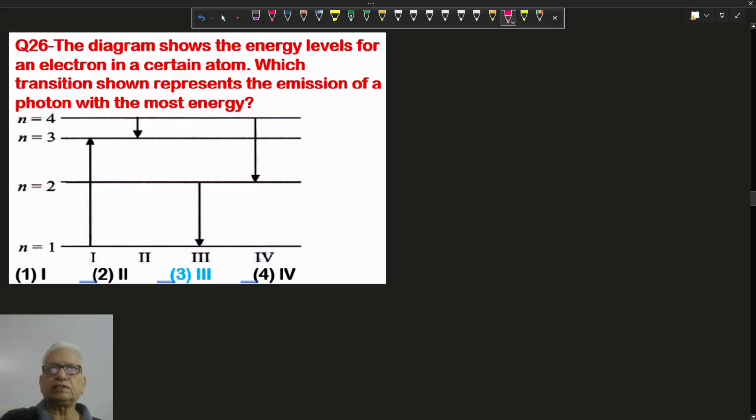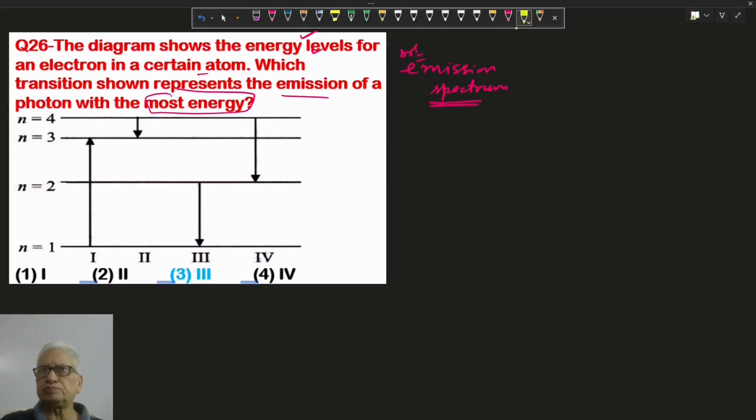Hello. In this question, the diagram shown here gives the energy levels of an electron in a certain atom. Which transition represents the emission of photons with the most energy? So here is the emission spectrum. First of all, emission means the electron is jumping from a higher orbit to a lower orbit. If it is a lower orbit to a higher orbit, absorbing energy, that is called the absorption spectrum. But emission spectrum means the electron is jumping from a higher orbit to a lower orbit.